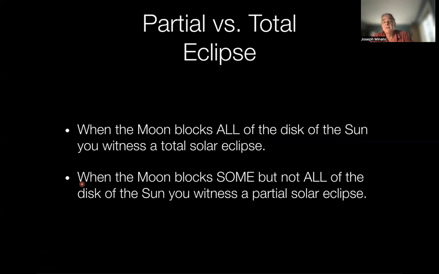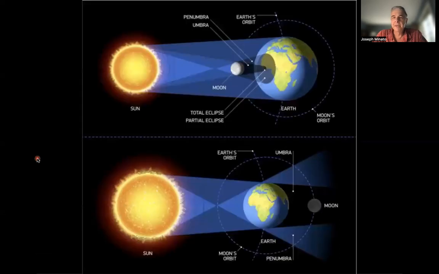Okay, partial versus total eclipse. When the moon blocks all of the disk of the sun, you witness a total solar eclipse. But much more often, the moon blocks some, but not all of the disk of the sun, and you witness a partial eclipse.